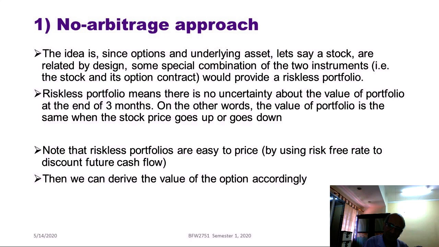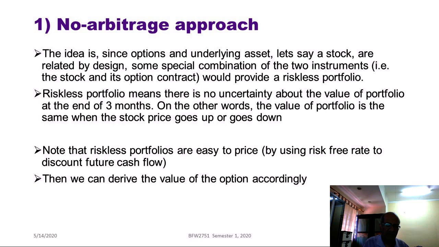Some special combination of the two instruments, that is the stock and its option contract, would provide a riskless portfolio. Riskless portfolio means what? There is no uncertainty about the value of the portfolio at the end of 3 months. Whether it goes up or it goes down, it must give you the same value. What I mean by going up or down is not the option itself, it is the underlying asset value. In this case, the underlying asset is the stock. Only the stock will have price movements every day. The option depends on that.